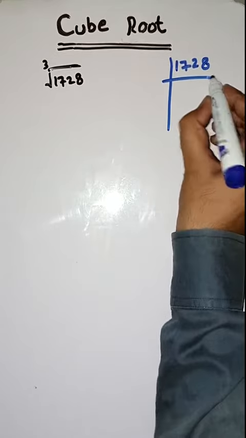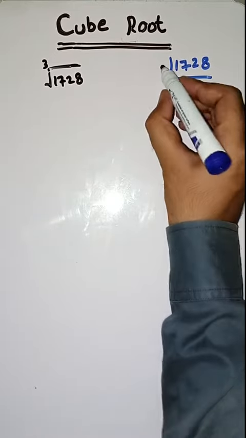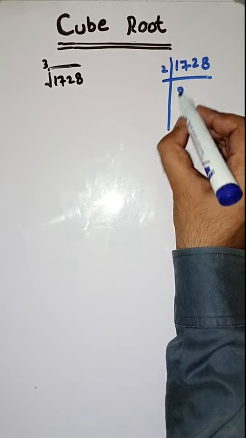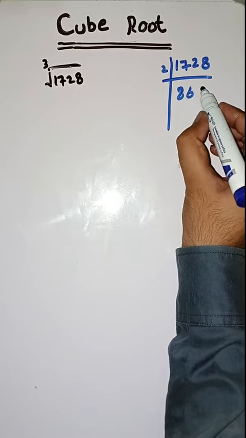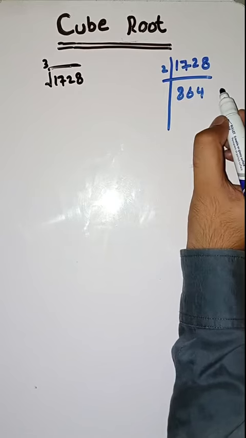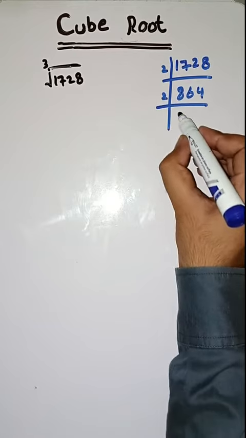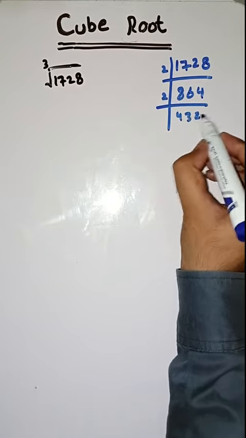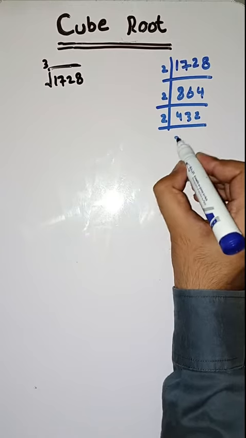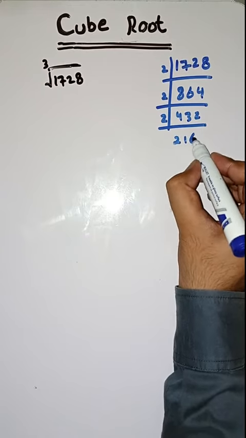We start with 2. 2 sixes are 12, 2 twos are 4, 2 fours are 8. Got it? Again with 2. 2 fours are 8, 2 threes are 6, 2 twos are 4. Again with 2. 2 twos are 4, 2 ones are 2.